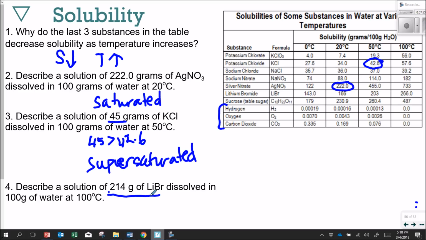114 grams of lithium bromide at 100 Celsius. So I have 266 grams for a saturated solution. Since I have 214, it is less than 266. So I have an unsaturated solution.